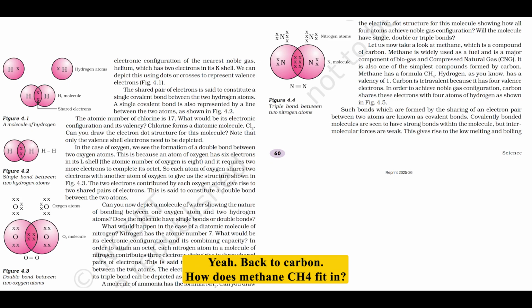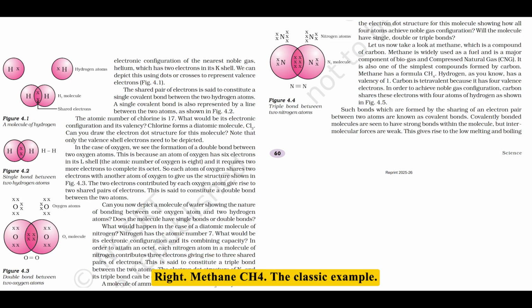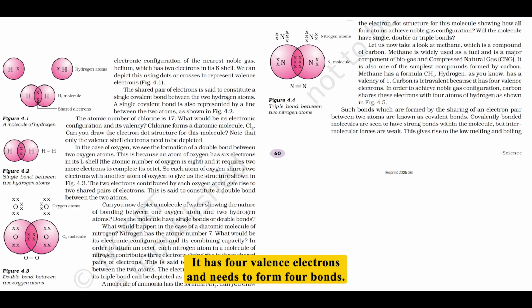How does methane, CH4, fit in? Right, methane, CH4. The classic example. We know carbon is tetravalent. It has 4 valence electrons and needs to form 4 bonds. And hydrogen, as we saw, has valency 1, needs 1 bond. So carbon needs 4 partners, and there are 4 hydrogens.